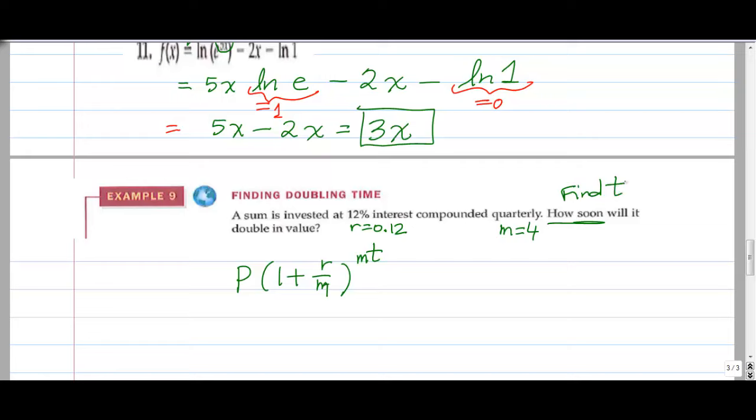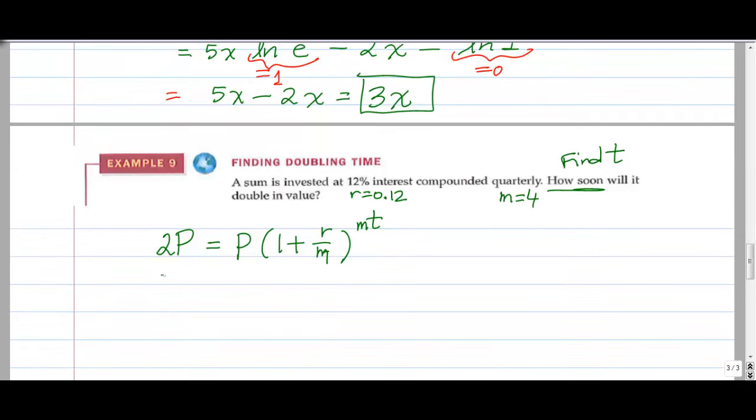So what they don't give me is a principal, or the initial value, or the present value. But I don't need that, because it says how soon will it double in value. So if I start off with p, that means if it doubles in value, then I'm going to be left with 2p, isn't it? So if I start off with 100 as p, I want it to double in value, I want to get 200. Okay.